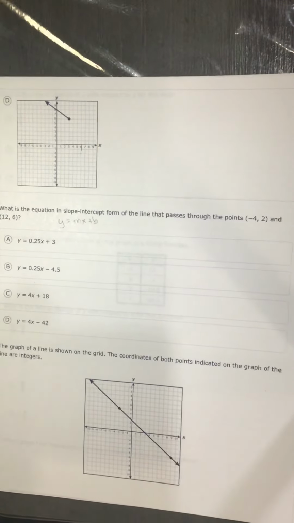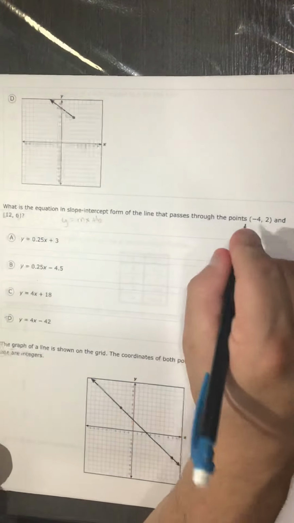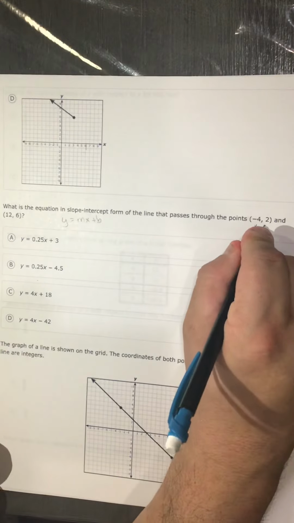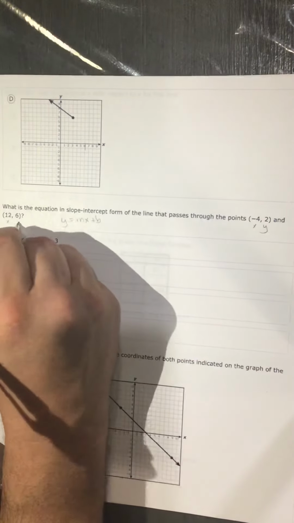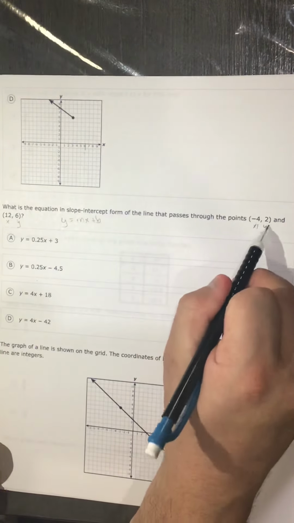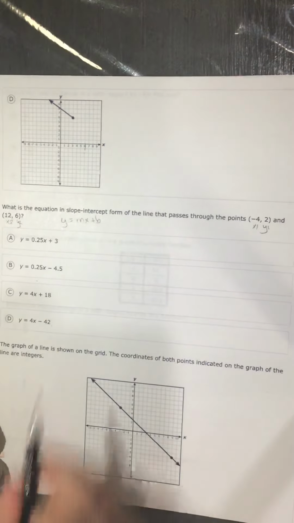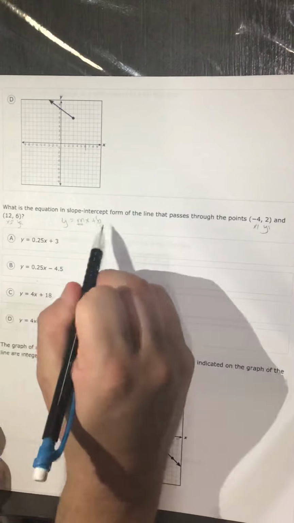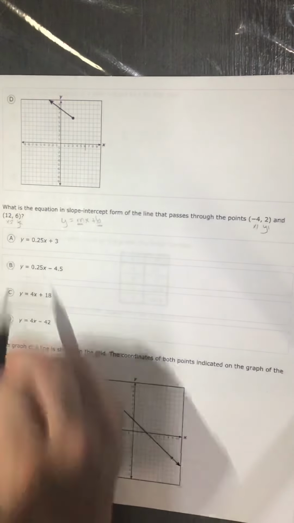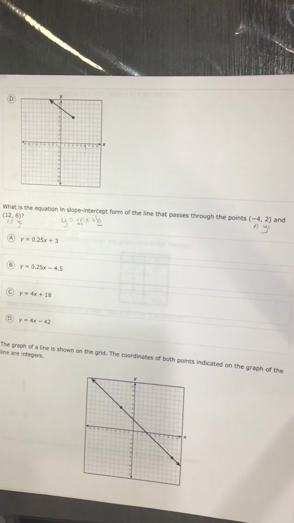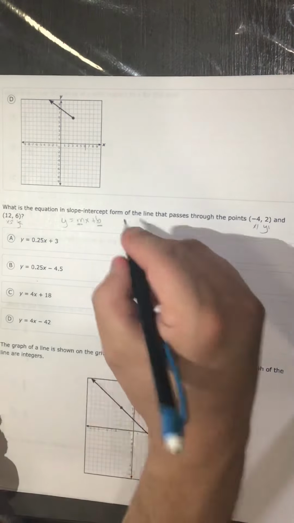So I need to know how to distinguish x and y, and which ones are my y1s and y2s. x, y, x, y. I'm going to mark my first set with 1s and my second set with 2s. So I know in slope intercept, I need to be able to find my m and my b and plug it in, okay? First thing I'm going to do is set up my m formula.